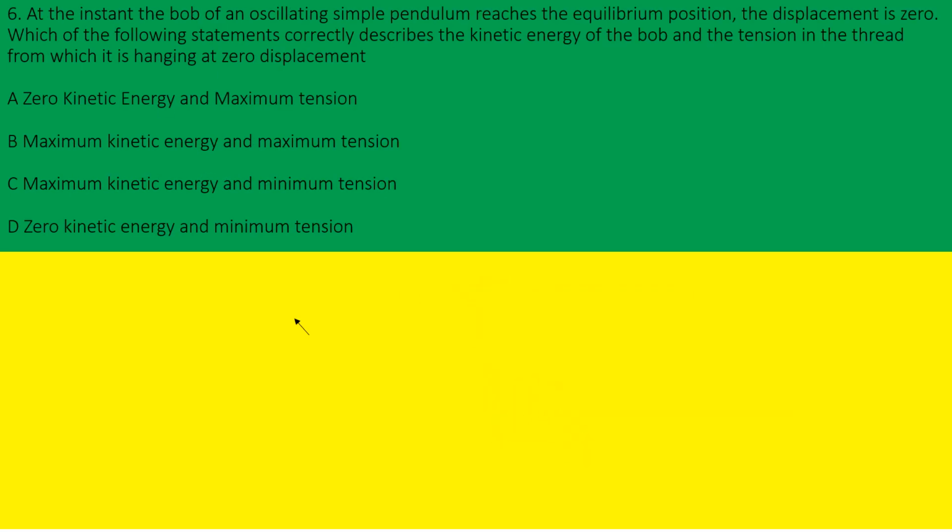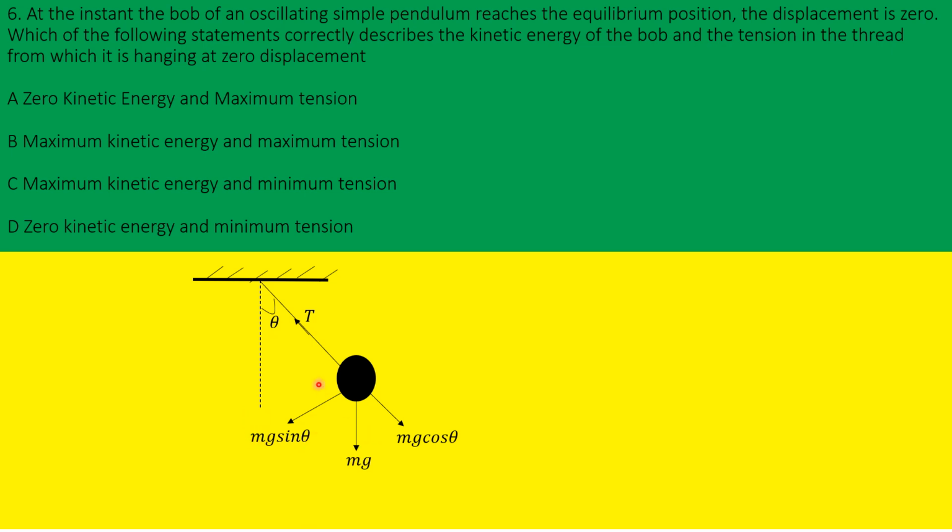Okay, at the instant the bulb of an oscillating simple pendulum reaches the equilibrium position, the displacement is 0. Which of the following statements correctly describes the kinetic energy of the bulb and the tension of the thread from which it's hanging at 0 displacement? All right, so this is how a pendulum normally is displaced, right? So it has to move, it has to swing. We're talking about a point where it actually has 0 displacement, which is the equilibrium position.